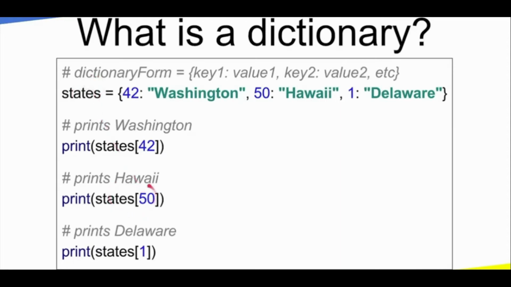And one more thing, every key needs to be unique. Every key needs to be unique. Like states 50 would print us Hawaii. We don't want to confuse the interpreter by giving two keys to Hawaii. No, all the keys are unique. So states 1 with square brackets, as we used to access our indexes, would give us Delaware. So this is how things work in a dictionary, and it's an amazing feature.